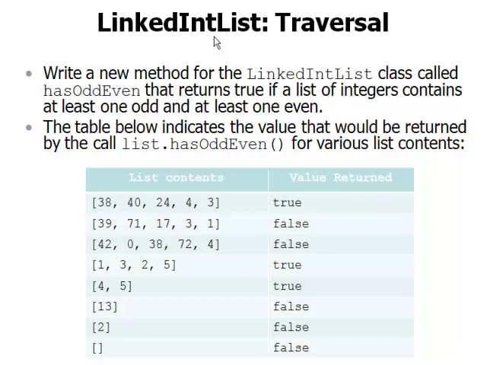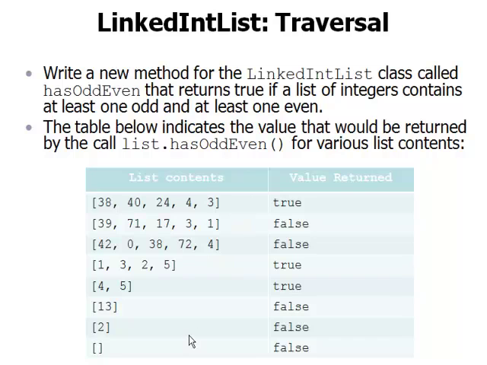This problem involves linked int list. We're asked to solve a basic traversal problem with the linked int list. So we're asked to write a new method for the class called hasOddEven that returns true if the list of integers contains at least one odd and at least one even.